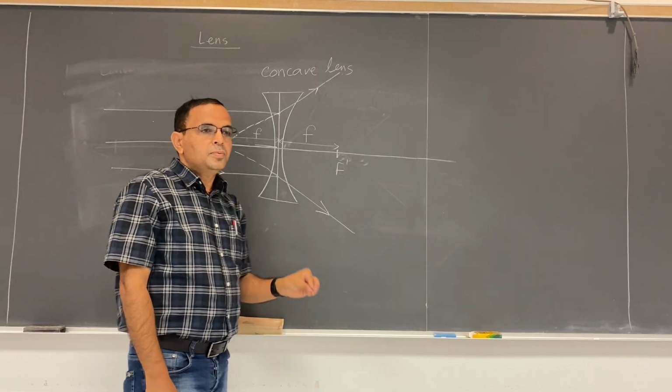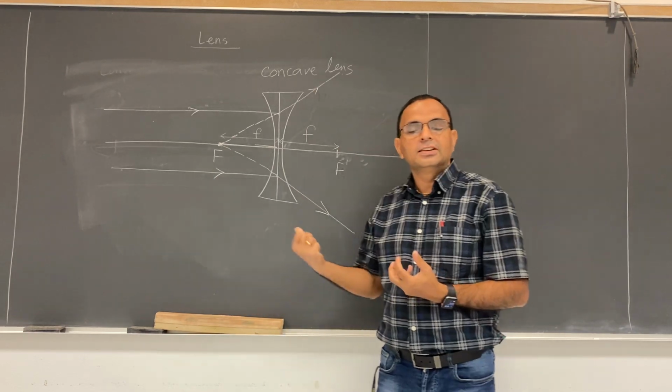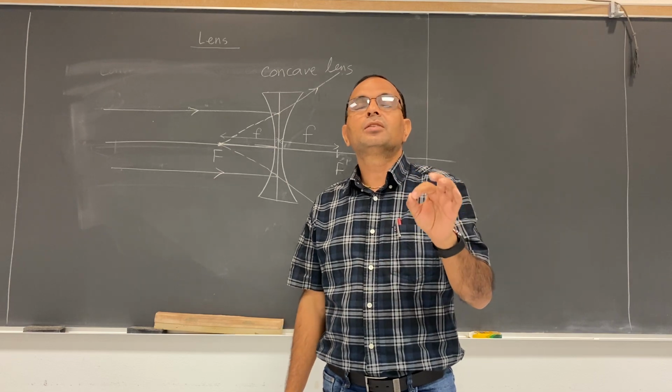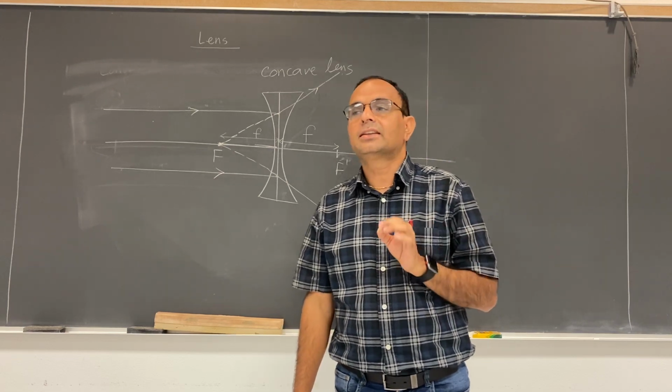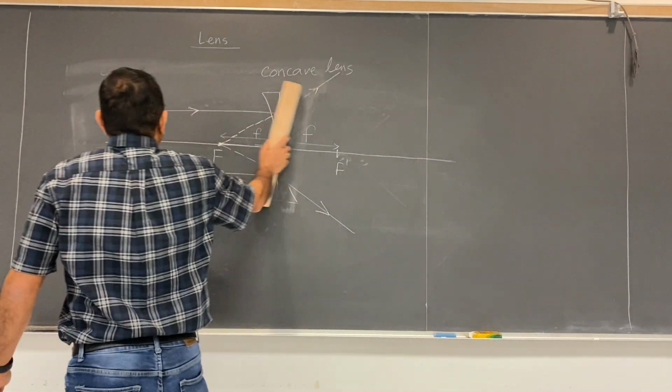The focal length of the diverging lens, we simply take as a negative number, and the focal length of the converging lens, we simply take as a positive number. That is the sign convention. We'll talk about it. Okay, so this is the diverging lens.